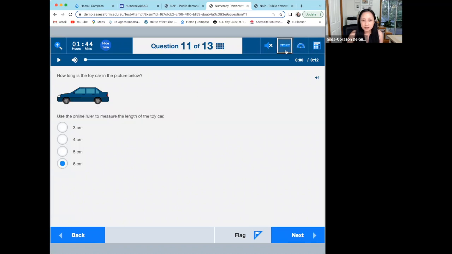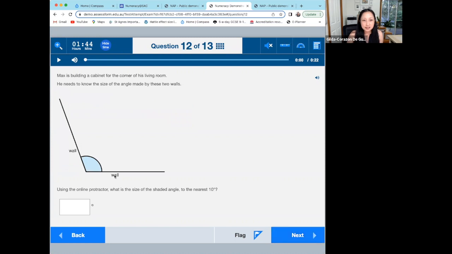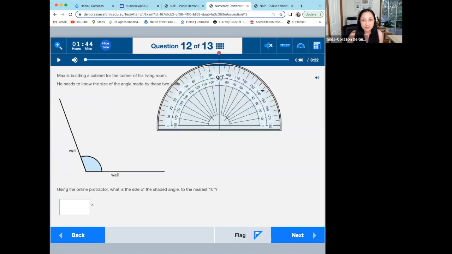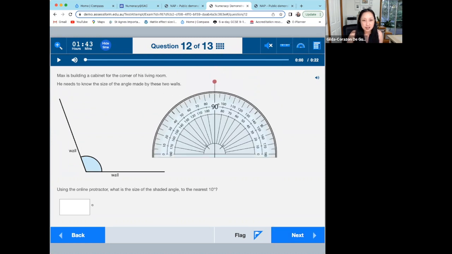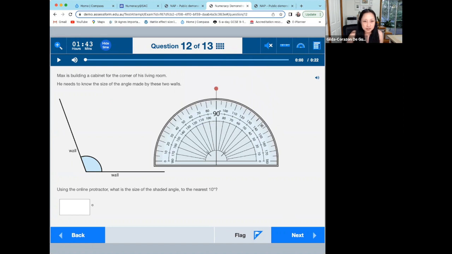So you can keep the ruler for now, we don't need it. And we go next. This time you need a protractor. Right, how do we use a protractor? Let's probably read the question first. It says Max is building a cabinet for the corner of his living room. He needs to know the size of the angle made by these two walls.